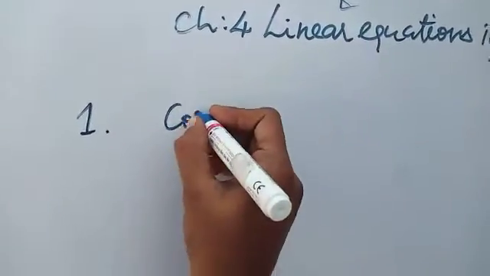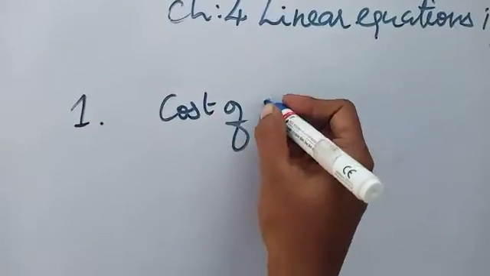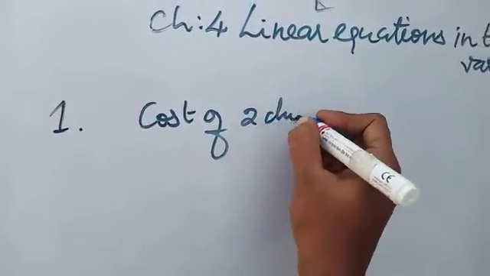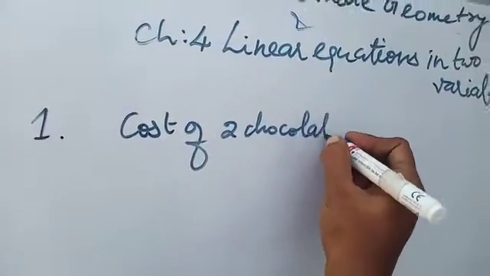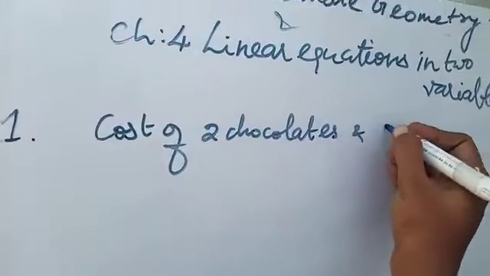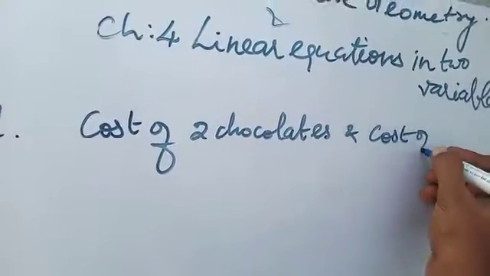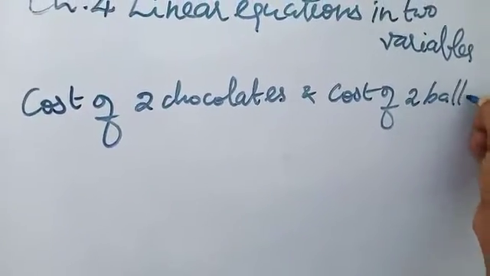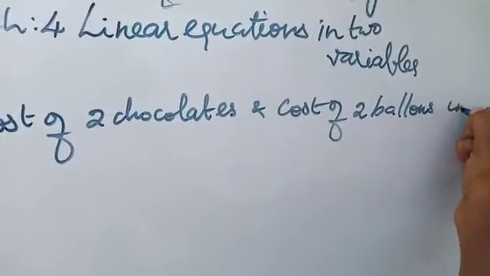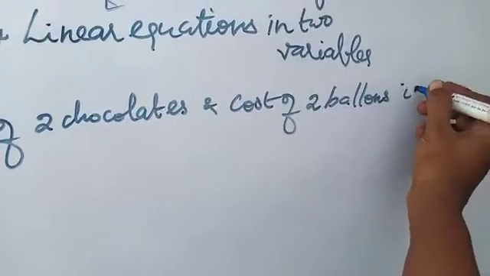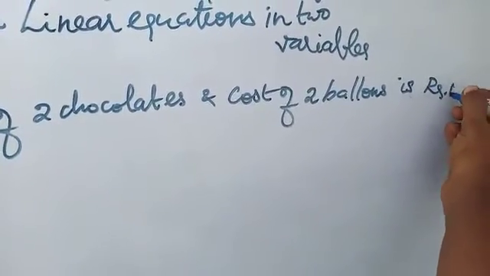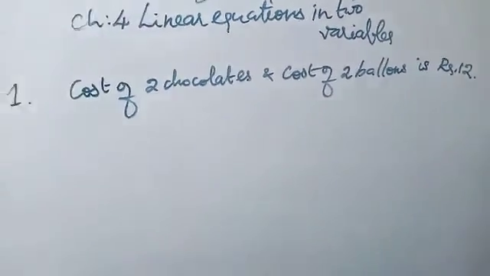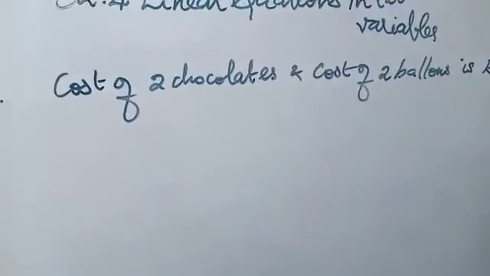See, what is the situation? They are given the cost of 2 chocolates and the cost of 2 balloons is 12 rupees. We can use this situation and then we can find the answer.